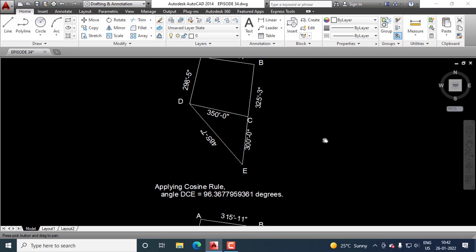Applying cosine rule, angle DCE is equal to 96.3677959361 degrees. We know these three sides. So we apply cosine rule and we can calculate this angle DCE.